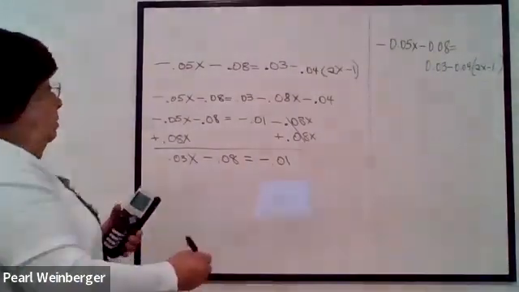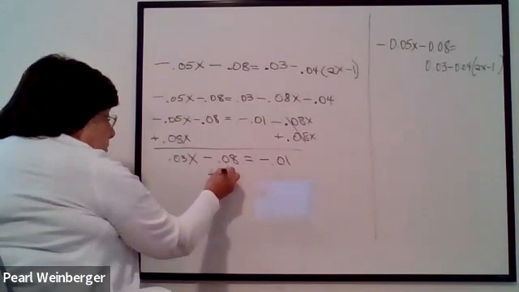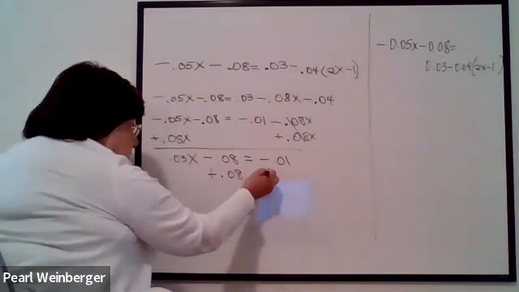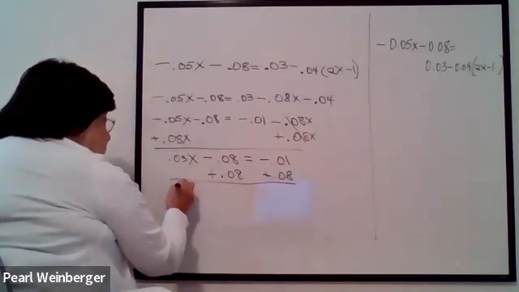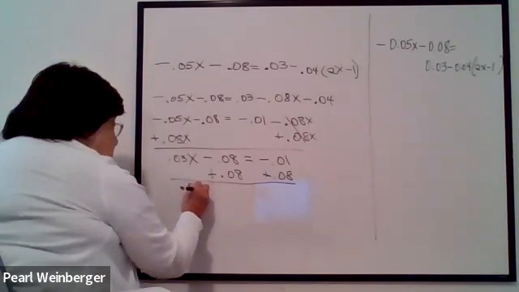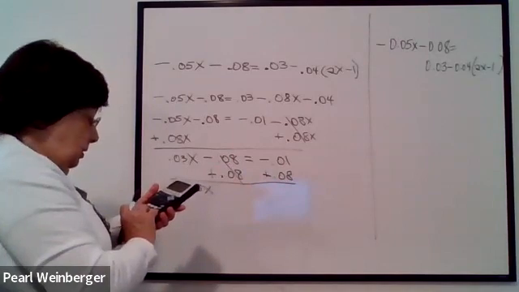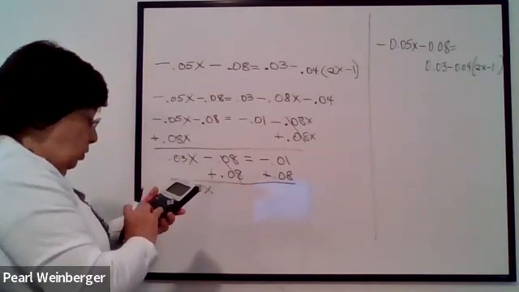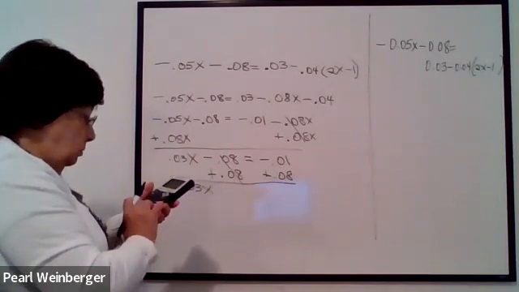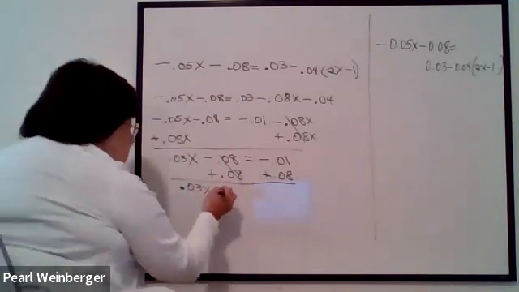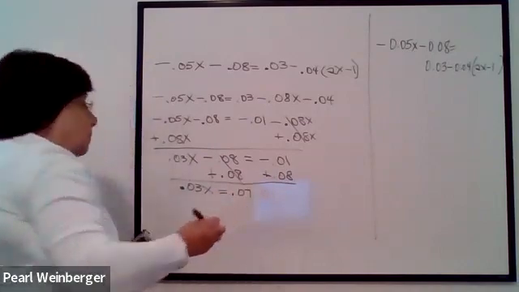Okay. So my next step is I want to add 0.08 to both sides so that I only have the x's over here. So here I'll have 0.03x. And now I'm going to be doing negative 0.01 plus 0.08, which gives me 0.07.